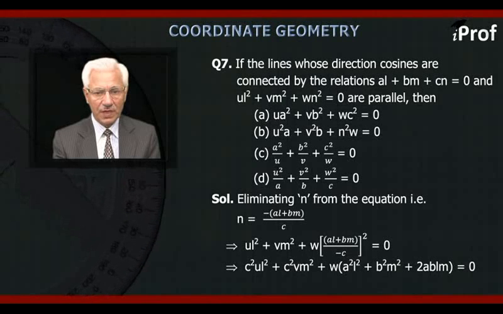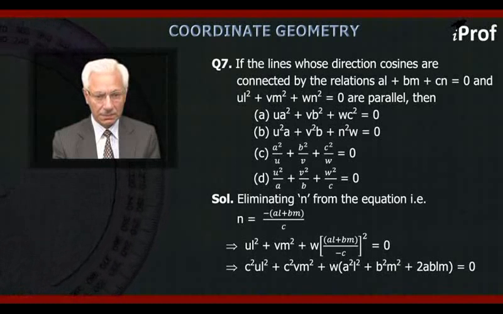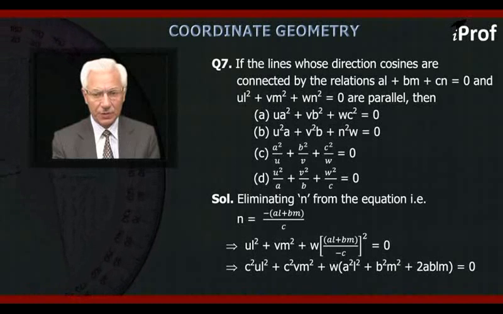If two lines whose direction cosines are connected by the relations al + bm + cn = 0 and ul² + vm² + wn² = 0 are parallel, then the options are: A, ua² + vb² + wc² = 0. Option B is u²a + v²b + w²c = 0.